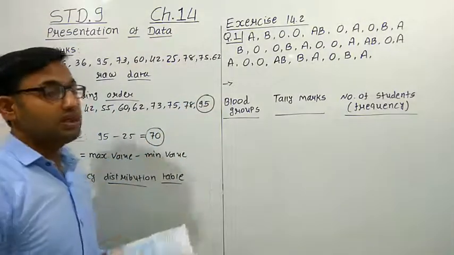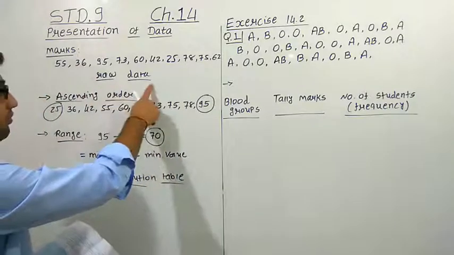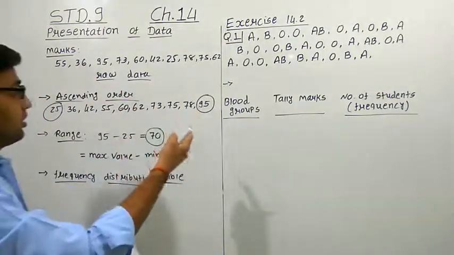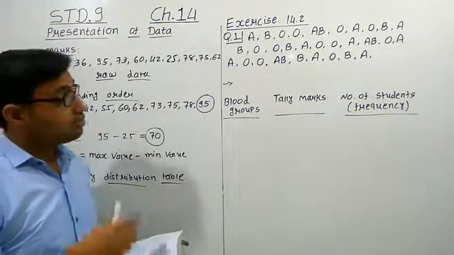It is not in an arranged form. So this kind of data is called raw data. Now here it is not numerical, so we cannot arrange it in ascending or descending order. So now what to do?